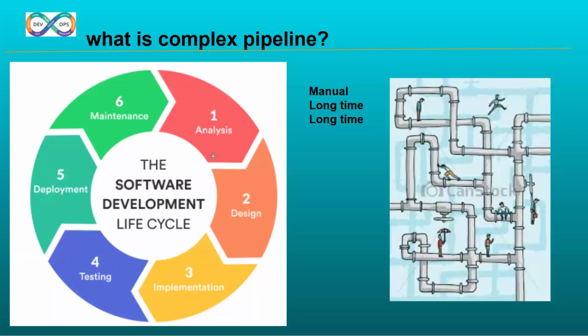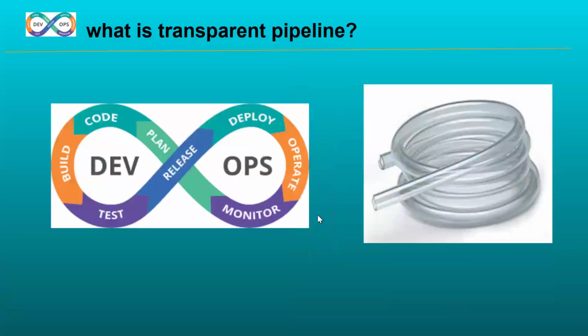So we are going to be replacing the complex pipeline with what? A transparent pipeline. In this complex pipeline, identification takes a long time and resolving issues takes a long time. That means the cost will increase, the quality will decrease, and moreover, the customer is not satisfied. Understood. That is the reason we are shifting to the transparent pipeline.